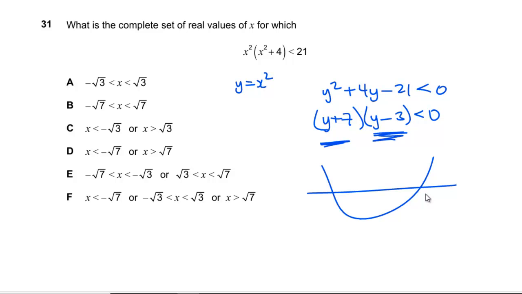So we need x to be between minus root 3 and root 3, which is A. Again, another A.